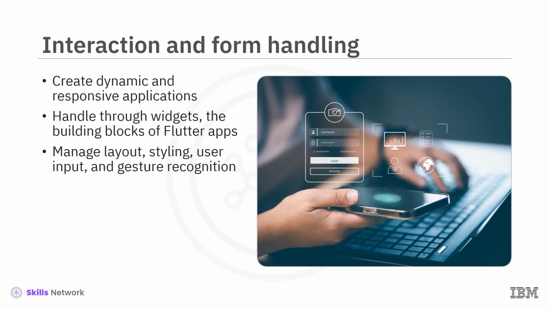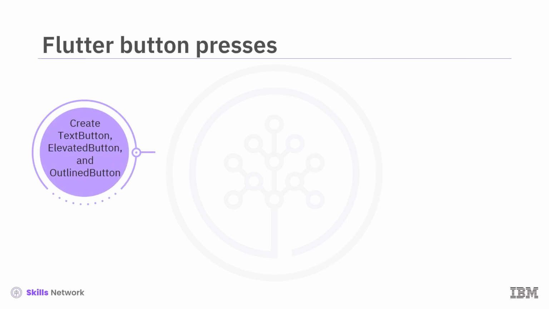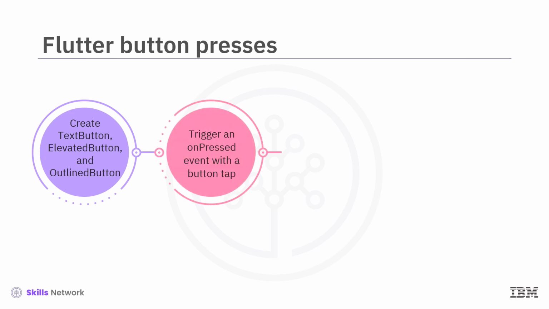Let's start by exploring how to handle user interactions with buttons in Flutter. Buttons are the most basic way users interact with an app. In Flutter, you can create various types of buttons, such as text button, elevated button, and outlined button. The most important aspect of a button is how it responds to user taps. When a button is tapped, it triggers an on-pressed event. This is where you define what should happen when the user interacts with the button. For example, you might want to navigate to a new screen, display a message, or update some data.